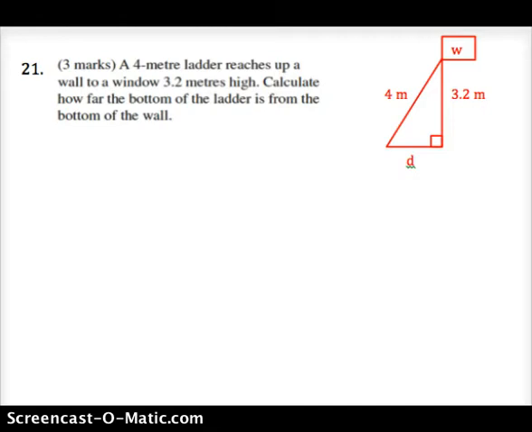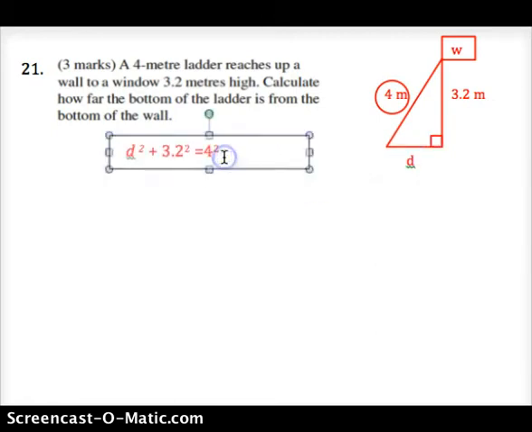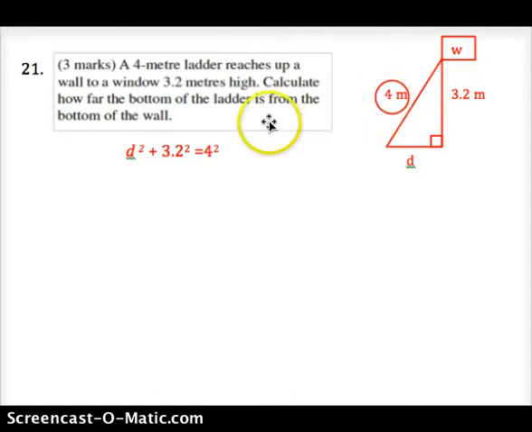So I'm going to first start off by circling the longest side, which is the hypotenuse. So the hypotenuse is the 4. Remember, the two shorter sides squared add up to the longest side squared. We're trying to find D, so we write that first. So we go D squared plus 3.2 squared equals 4 squared. We can just write that out. Remember, the M is just the units, meaning meters. So we've got D squared plus 3.2 squared is 4 squared.